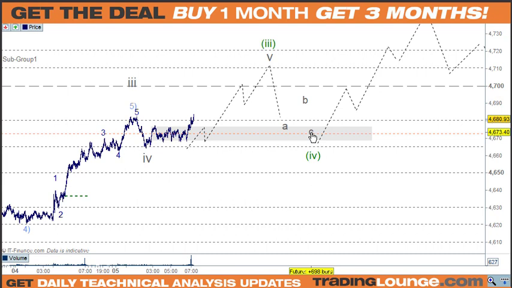Being Friday and Monday, I just can't see it pulling back that much. It just depends on how long it takes us to get up there into that top, into subgroup 1.